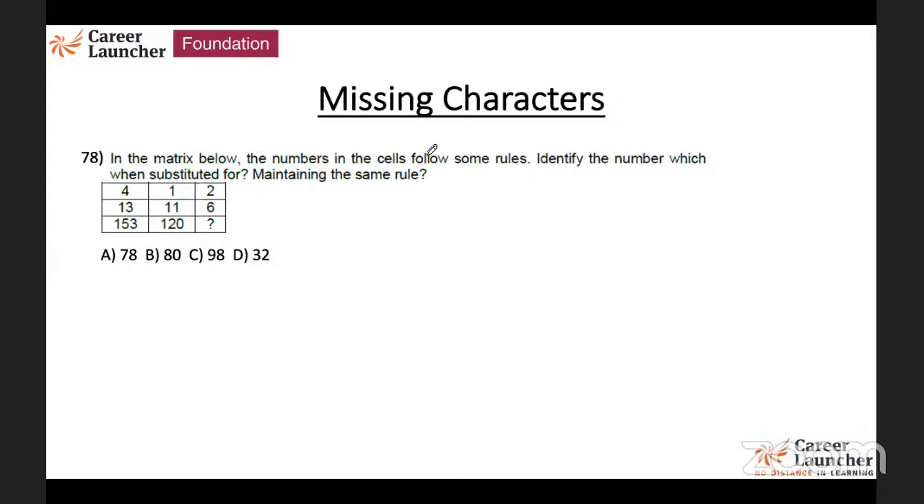78. In the matrix below, the numbers in the cells follow some rules. Identify the number which when substituted maintains the same rule. You can clearly see this is 11 square minus 1 square, 121 minus 1. 13 square minus 4 square, 169 minus 16 is 153. Therefore, this has to be 36 minus 4, 32 has to be the answer for this. Very good, Mohammed and others.